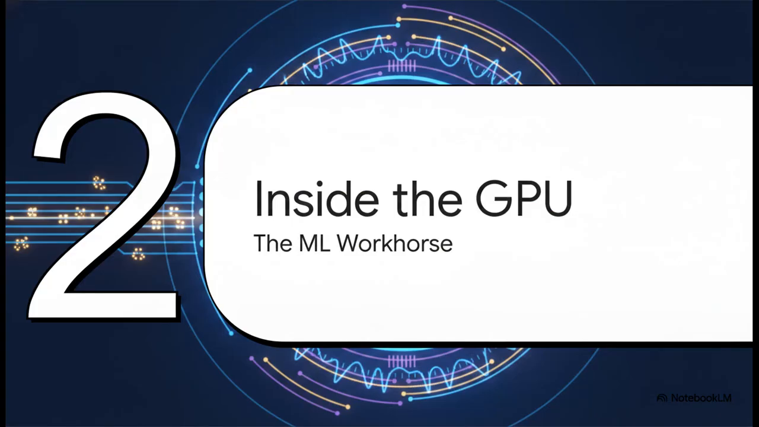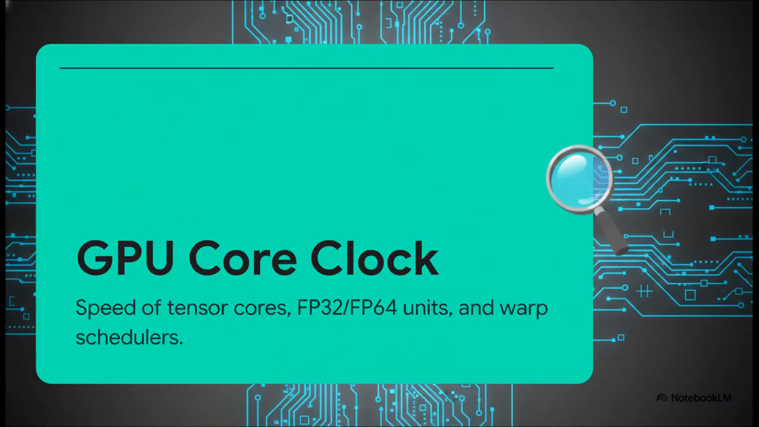Moving on to the next part. Inside the GPU, the actual ML workhorse. Let's push our data over that PCIe bus and explore the critical clock domains inside the GPU itself. First up, we've got the GPU core, or SM clock. You'll often see this called the GPU clock or shader clock on spec sheets. This determines exactly how fast your tensor cores, your FP32 and FP64 units, and your warp schedulers are actually running. A higher GPU core clock means more matrix multiplications and convolutions per second. If your workload is compute-bound, this number is absolutely vital.